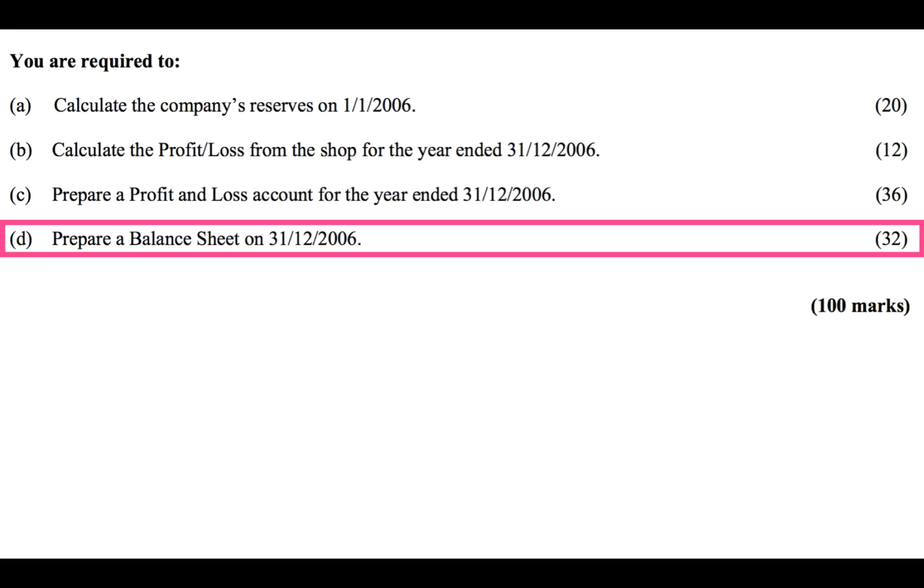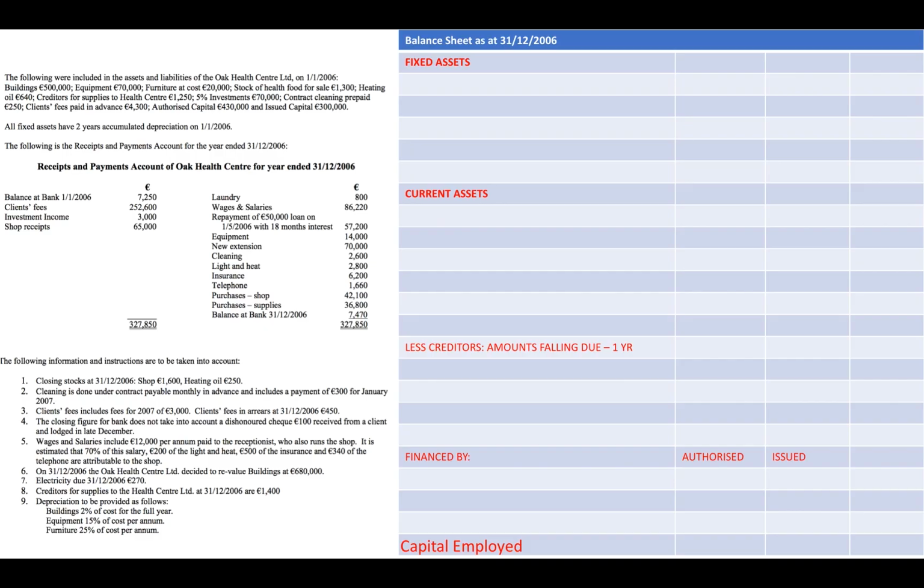The last thing that we have to do then is part D, prepare a balance sheet on the 31st of the 12th 2006 for 32 marks. So what we have to do here is just list all of our assets and liabilities at the end of the year. So all of them. I would suggest you do the layout, and complete it at the same time as your profit and loss, but I would always suggest coming back to the balance sheet and scanning down from the start of the question to the end every single time you complete this as well.